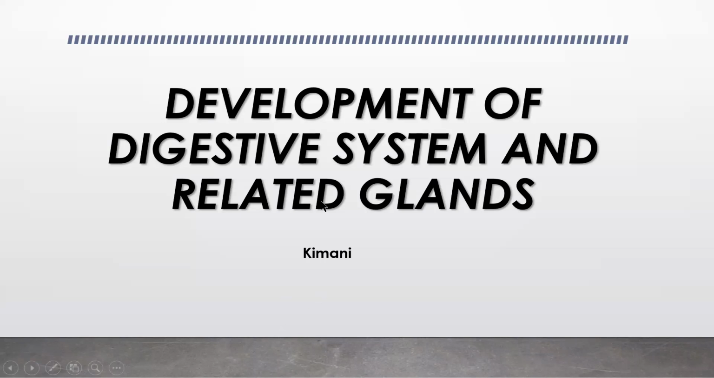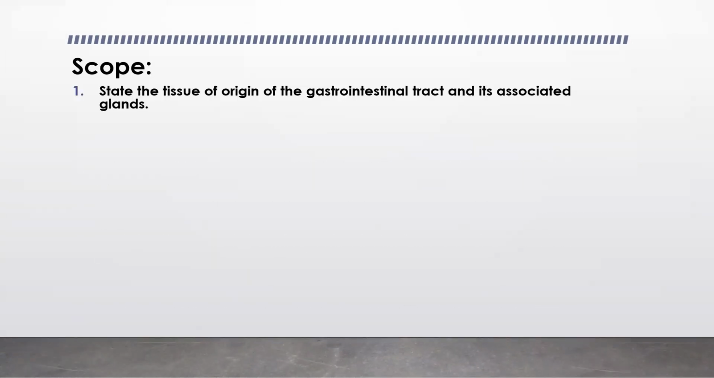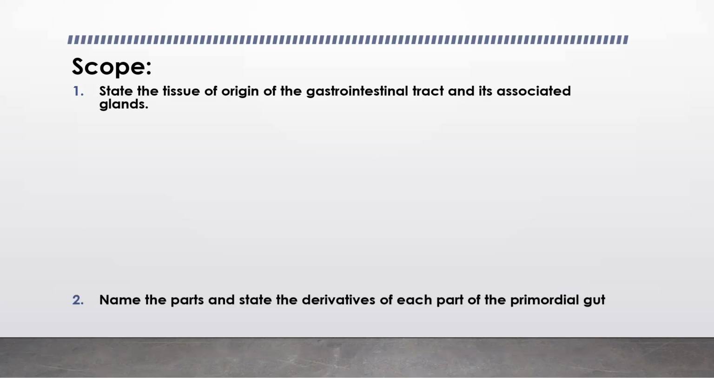We'll be doing the development of the digestive system and related glands. What are we covering today? Today we'll be covering the tissues of origin of the gastrointestinal tract and its associated glands. So we'll talk about the origin of the esophagus, origin of the stomach, and the various intestines and the associated glands. So that is the pancreas, the liver, and even we'll touch a little bit about the salivary glands.